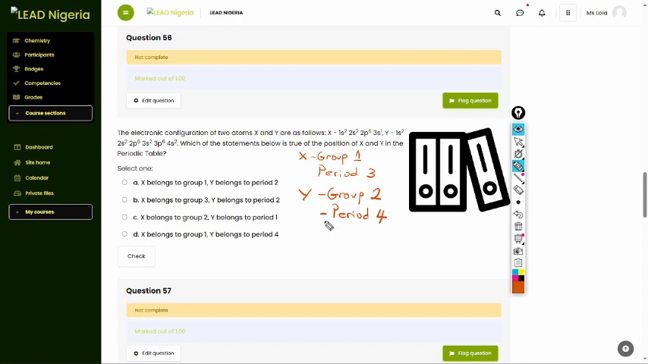X belongs to group 1, Y belongs to period 4 is also correct. So, one says X belongs to group 1, Y belongs to period 2, which is wrong. Y belongs to period 4. Sorry. So it means the correct answer is D. X belongs to group 1, Y belongs to period 4. Okay. The correct answer is D.